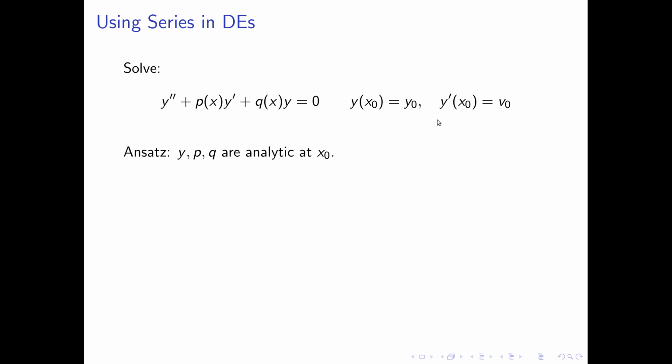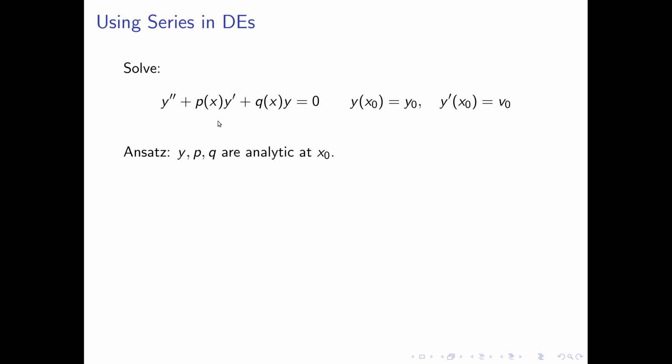We're going to assume that the function y, which is the solution to the differential equation, the function p, and the function q, are all analytic at the point x sub 0. Meaning what? Do you remember? That means that they are all represented or representable by their Taylor series. Good. So this is in particular the Taylor series at x naught.